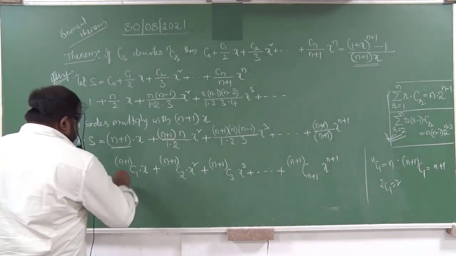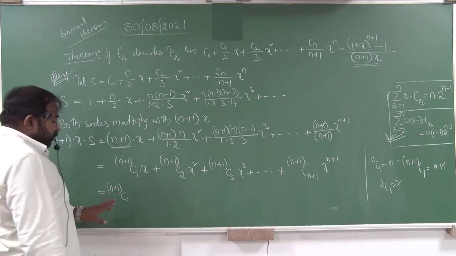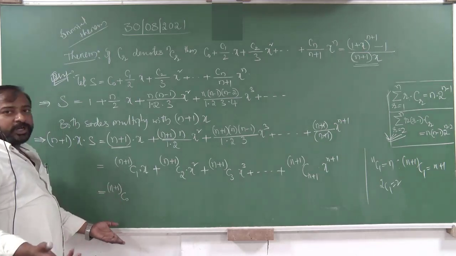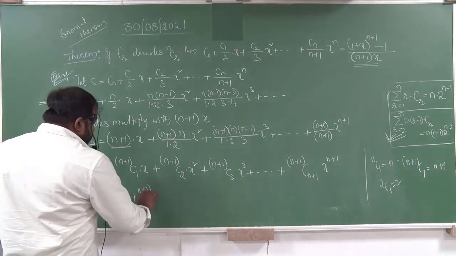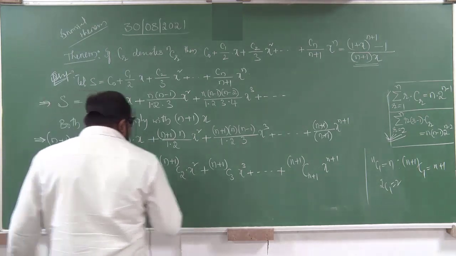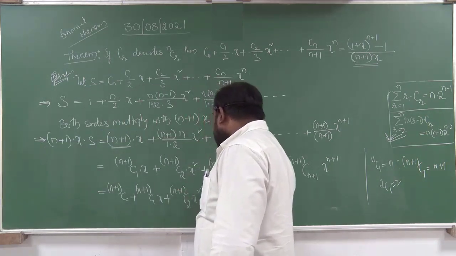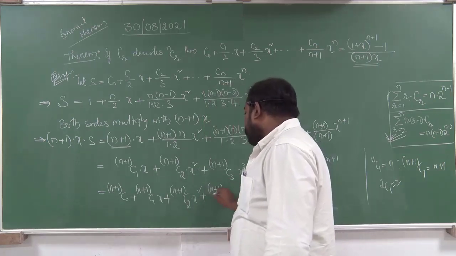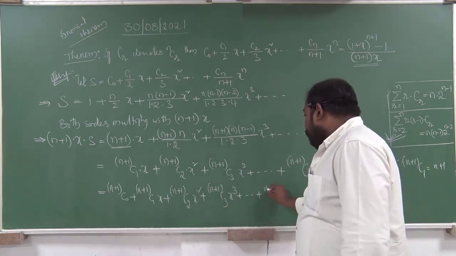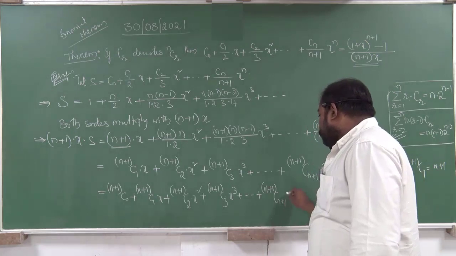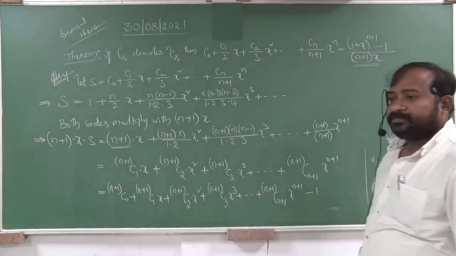So in the next step, what can I do? (n plus 1)C0, I am adding 1. Of course, 1 I can add as (n plus 1)C0, since (n plus 1)C0 value is 1 only. Plus what is the next value? (n plus 1)C1 into x, plus the next value (n plus 1)C2 into x square, plus the next value (n plus 1)C3 x cube. By proceeding like this, here you will get (n plus 1)C(n plus 1) into x power n plus 1. You are adding 1, so you can subtract 1 here.